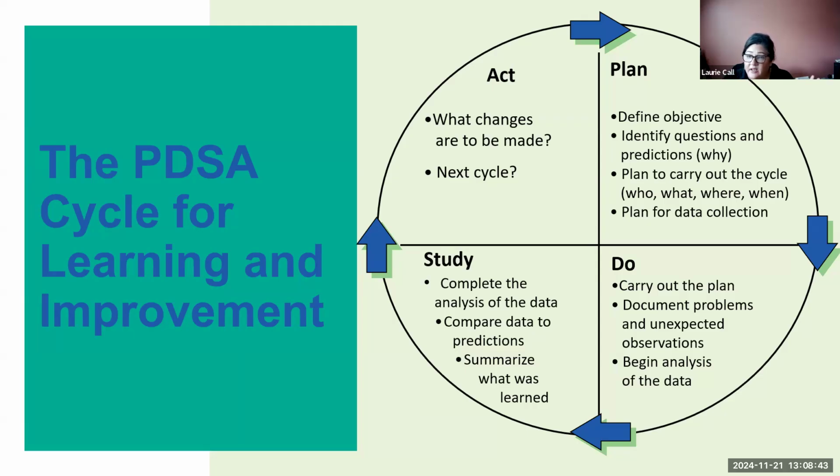We're comparing that data to our predictions. If we do this, then this will happen. So was our prediction accurate? Is that what happened? If not, why? So we're summarizing what was learned. We're asking why. We're trying to figure that out. We're using data to do that. And then we go to the decisional phase of ACT.